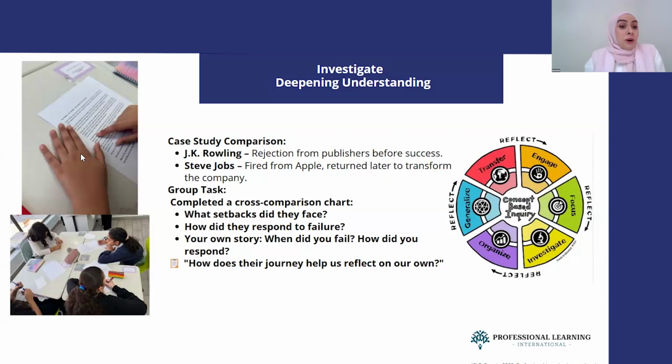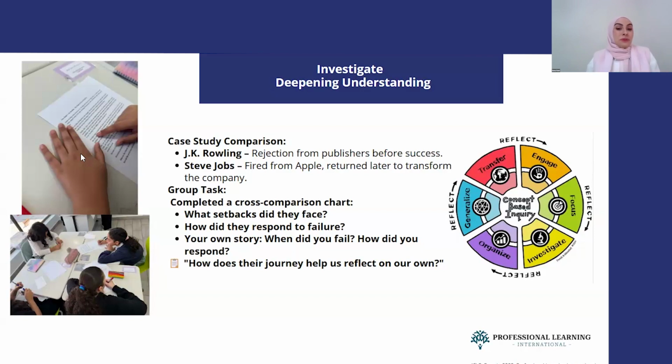And then we asked, how did you respond? So you actually faced failure, but how did you respond? Did you give up? Did you try? Some of them said, yeah, I just gave up on the sport. Some of them said, yes, I started to hate that subject. I kept on failing it. And some of them said, no, I didn't give up. I tried, and so on.